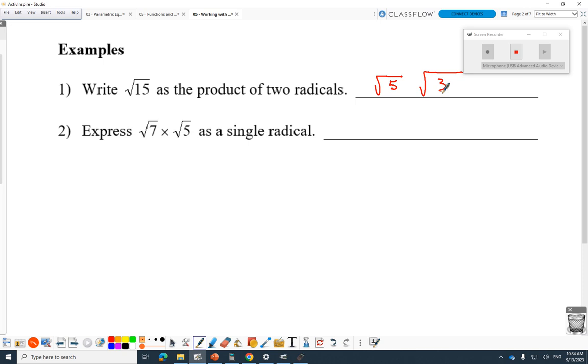Is that a good move here? I don't know that it is a good move. I'm just showing you could if you wanted to. Then this one is the other way. Use the formula the other way. Root 7 times root 5. You could write it as a single radical. You're allowed to take 7, multiply it by 5, and get 35.